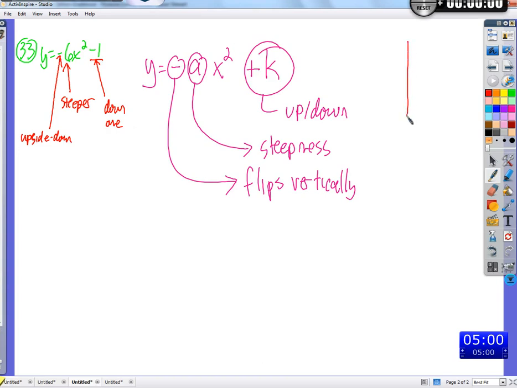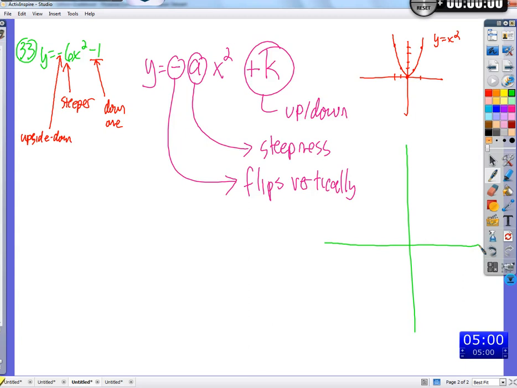So we can take, let's see, this is 0, 0. This is for y equals x squared. 0, 1, 1, 2, 4, negative 1, 1, negative 2, 4. Just take some of those points, and flip and make it steeper and move it down and all that kind of stuff. We come up with this graph over here.